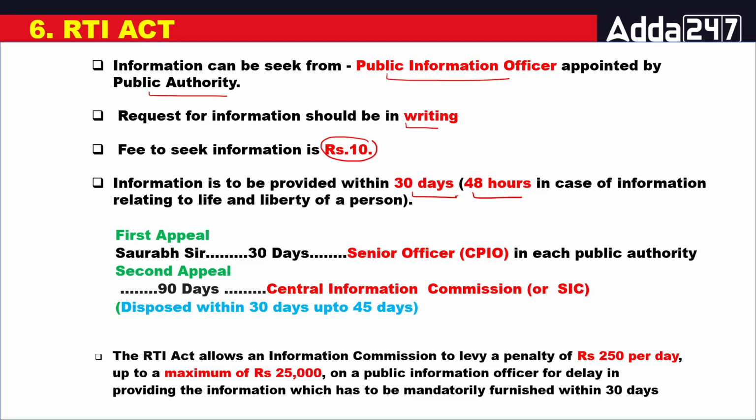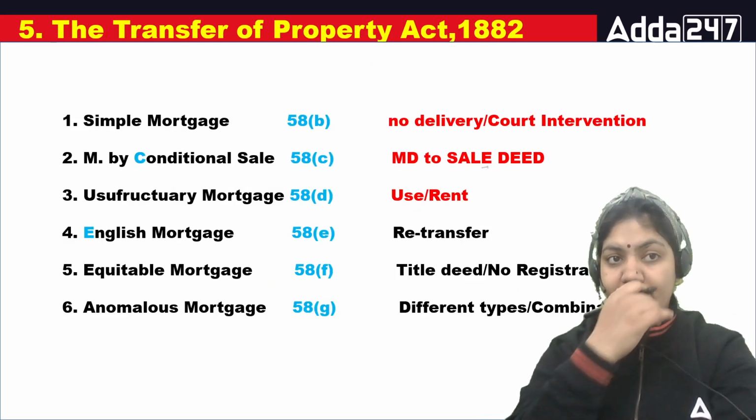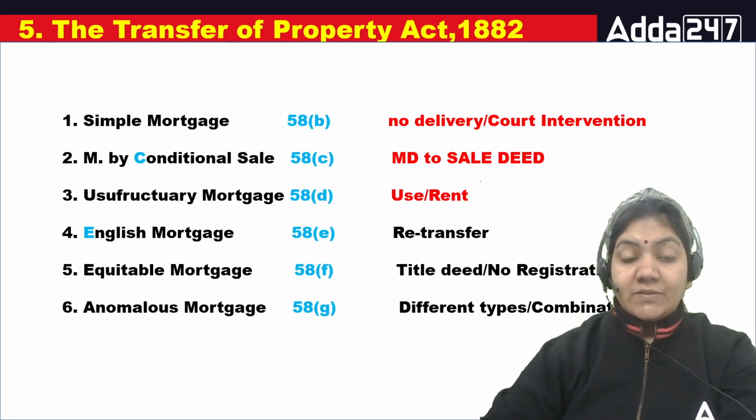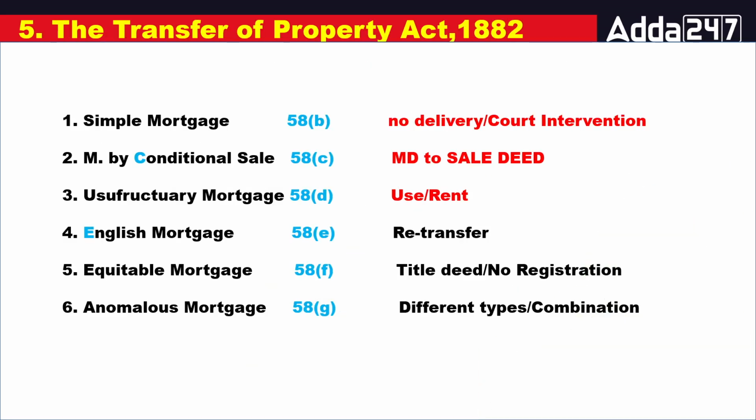Okay, class. Now the next one is the TP Act, Transfer of Property Act. Let's revise the important terms. First of all, the definition of mortgage is defined in Section 58 clause (a). When we give immovable property as security, this is called mortgage.